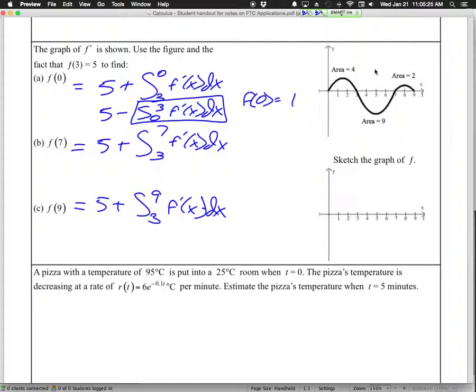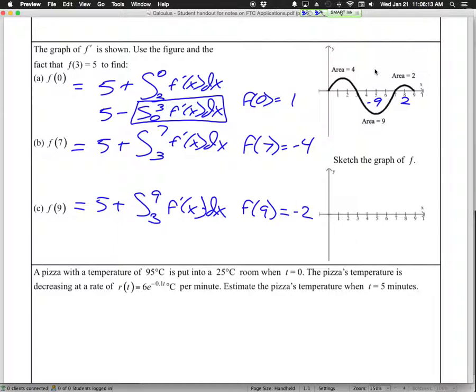What's my area from 3 to 7? 9, but it needs to be negative. So that means f of 7 equals -4. Alright, so now we're going from 3 to 9. So I already know I've got -9 there, and I have a +2 there. So what am I going to end up with on f of 9? -2 is correct.